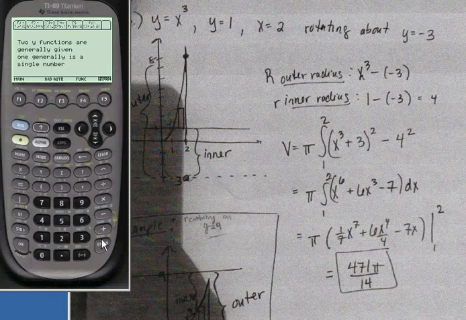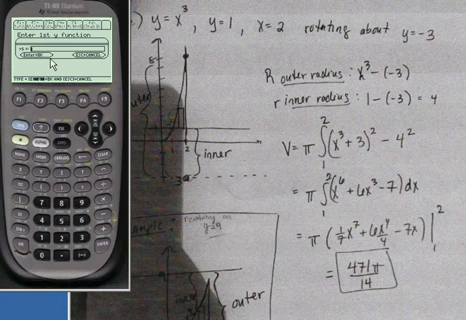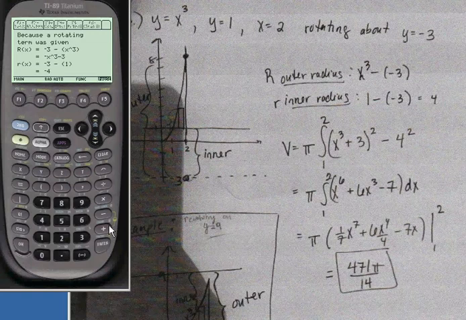You've entered it okay. Generally there are two y functions. A lot of times one is generally just a single number. You set them equal to each other and then you find the limits of what you're talking about. Here's the first equation we're going to enter. Alpha x cubed. Second one is alpha 1. Again, show you what you've entered. It's good. Press OK.